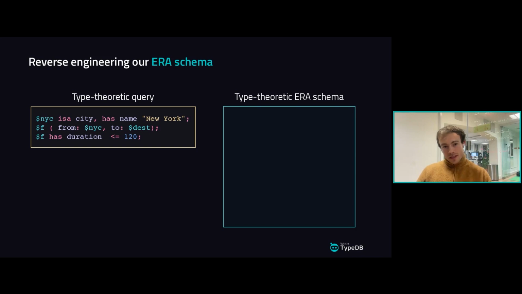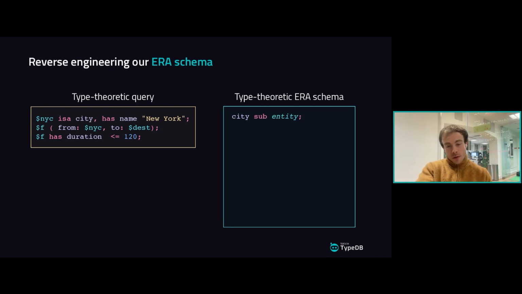Just to recall, this reads: NYC is a city, NYC has name New York, F from NYC to Dest, F has duration less than 120. Let's go through this line by line and reverse engineer the entity types, attribute types, and relation types that we need to provide the semantic context here. The first line starts with NYC is a city. So certainly we need a city entity type. City doesn't depend on any variables, so it must be an entity type.